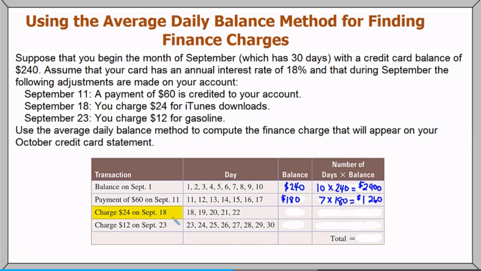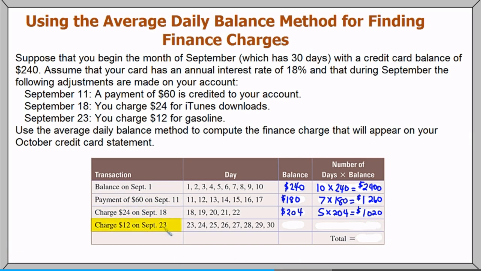In the third row, we have the next transaction listed as a charge of $24 on September 18th. This will keep the new balance the days of 18 to 22. The new balance is found by adding the charge of $24 to the balance of $180 to get $204. This new balance occurs for 5 days, so we multiply 5 times 204 to get 1,020.